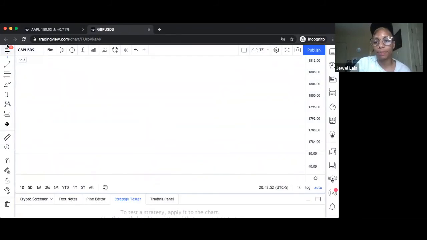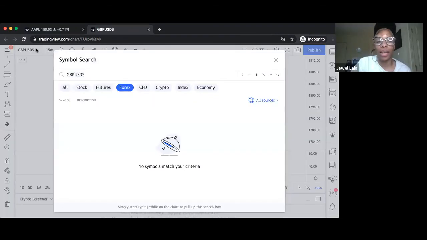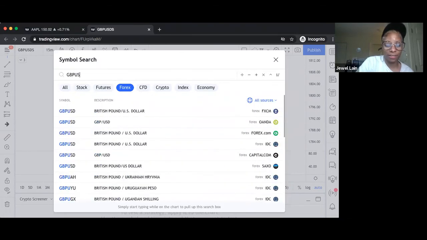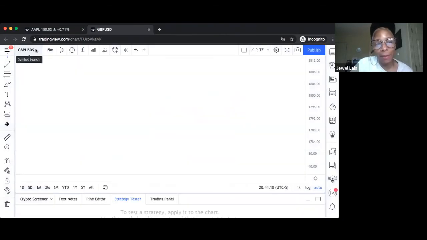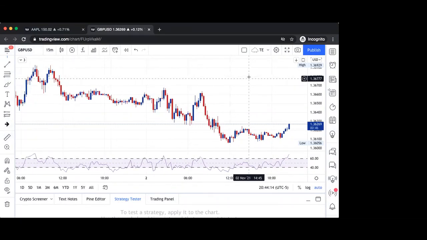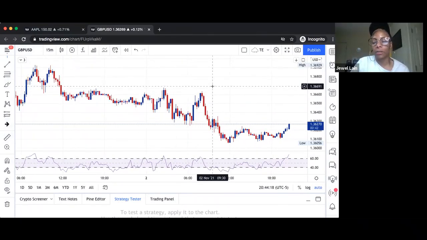If it'll pop up. Hold on, y'all. Oh, why y'all ain't tell me I had an S behind GBP USD? Y'all just be saying nothing. Oops, my bad. All right. So I got GBP USD. So I forgot what I was saying.